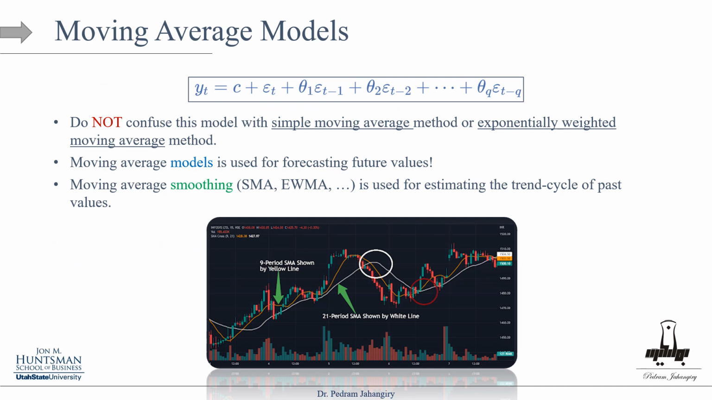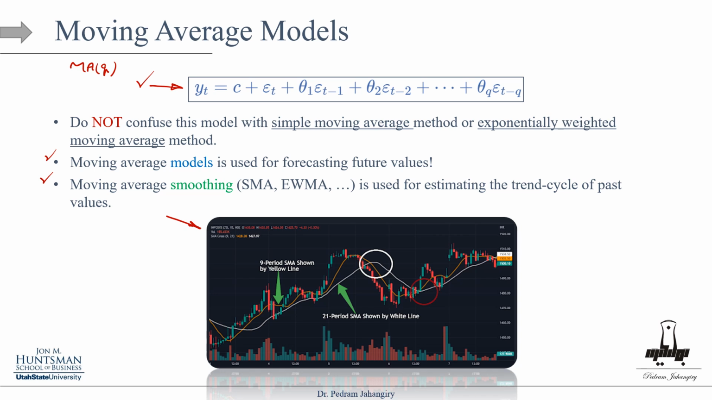Okay, before we move forward with the moving average models, I just wanted to emphasize one more time that you should not confuse this model, the moving average model, with the simple moving averages or exponentially weighted moving average methods that we covered in the previous module, right? The moving average models we're talking about, let's call it MA(q), are used for forecasting future values, right? However, moving average methods or smoothing methods are the ones we use for estimating the trend or cycles of the past values, right? So here's a simple example. Again, the mathematical operation is the same.